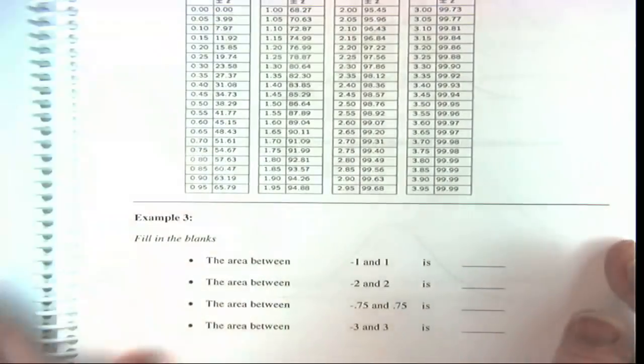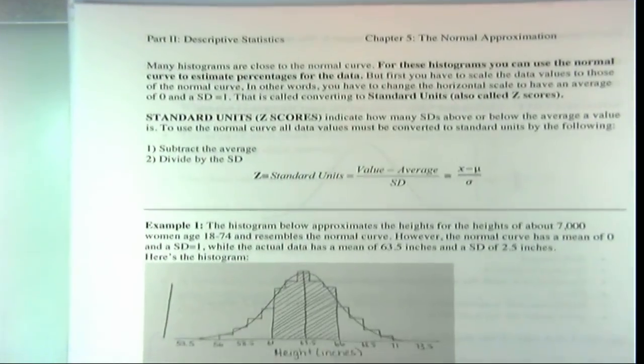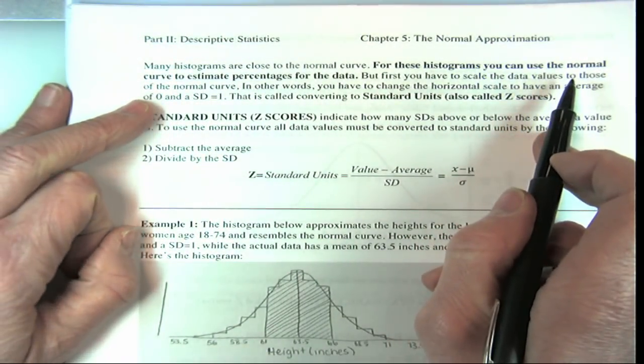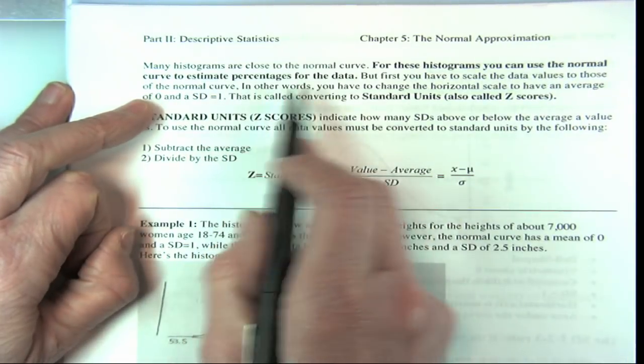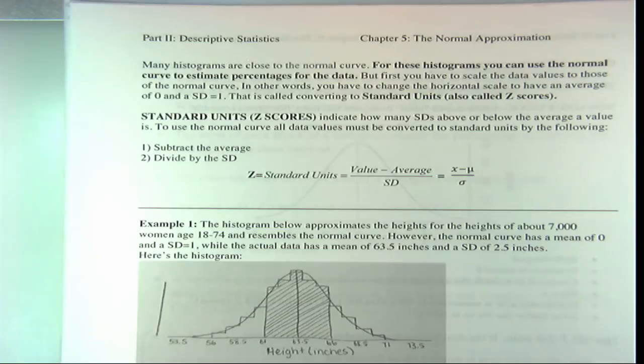Okay, now, what are we going to do? Many histograms are close to normal. So for these histograms, you can use the normal curve to estimate percentages for the data. All you need to do is to know the average and the standard deviation of your data. And then you can do it.